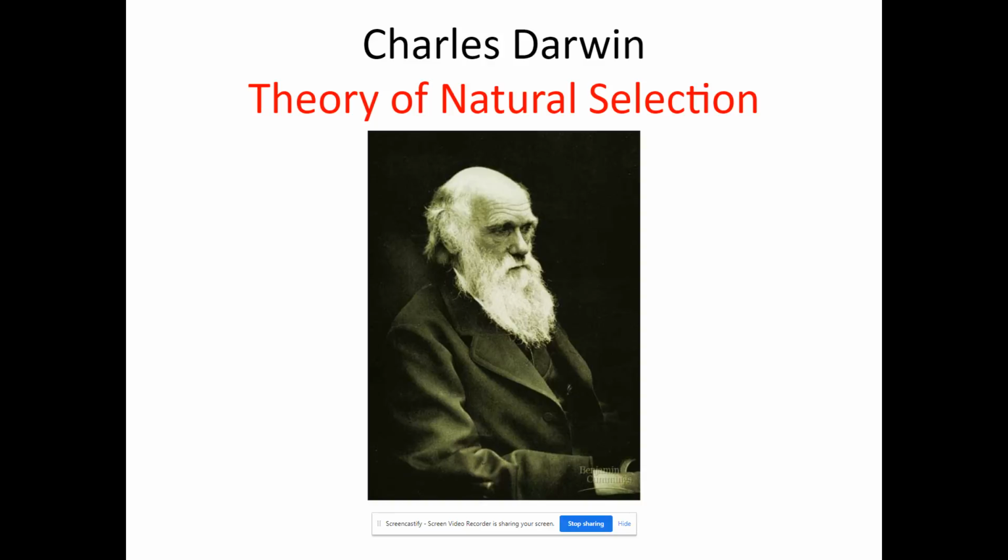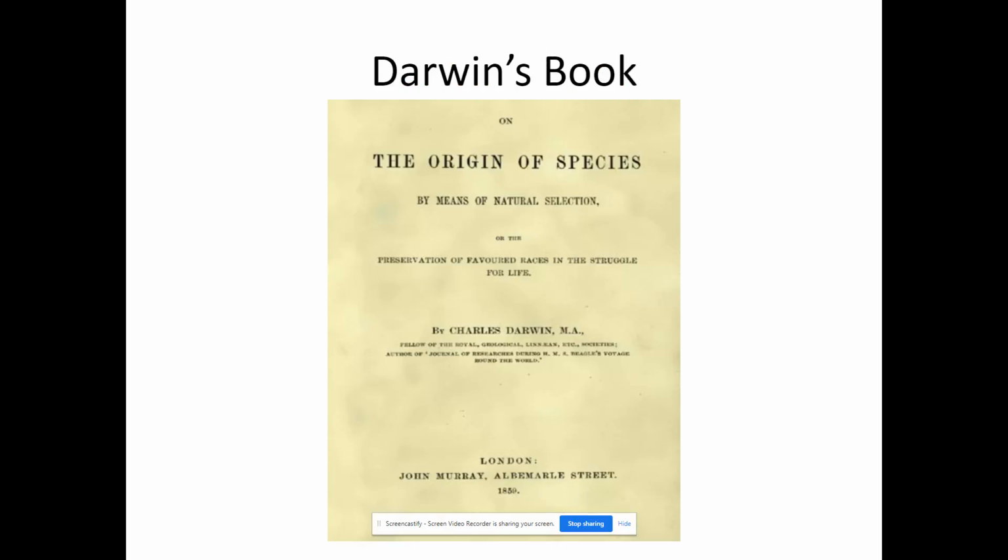Darwin is known for his theory of natural selection. He published a book about it called On the Origin of Species in 1859. Again, the date's not important, but that's just kind of placing it in history. And the book deals with a lot of themes.